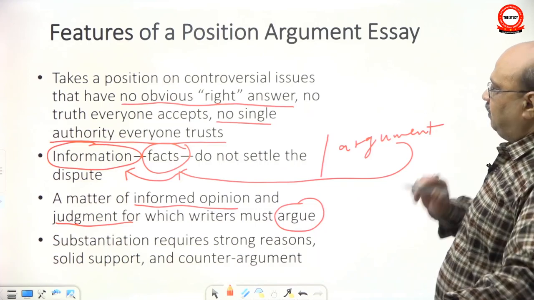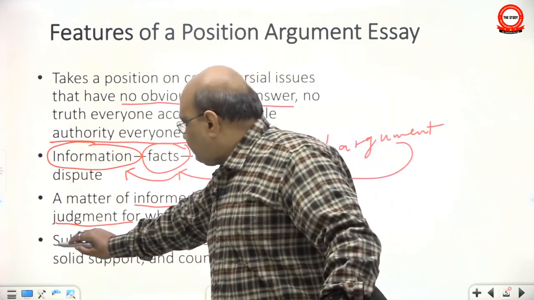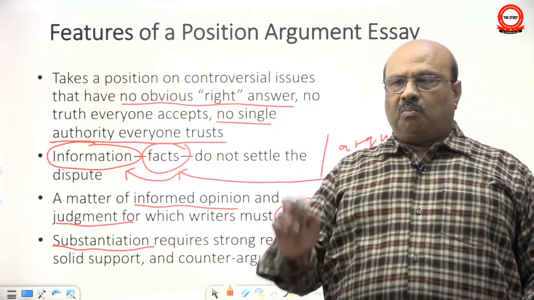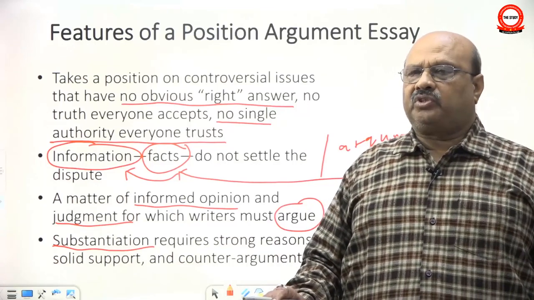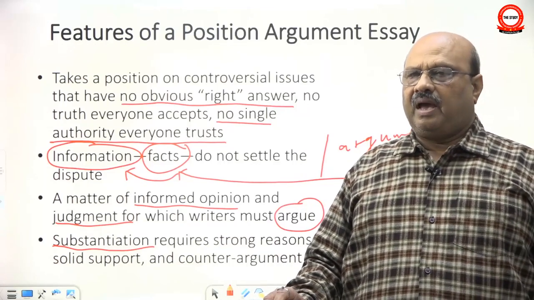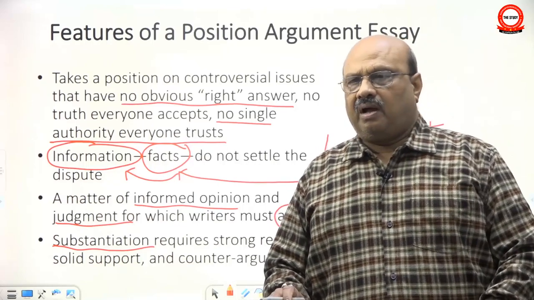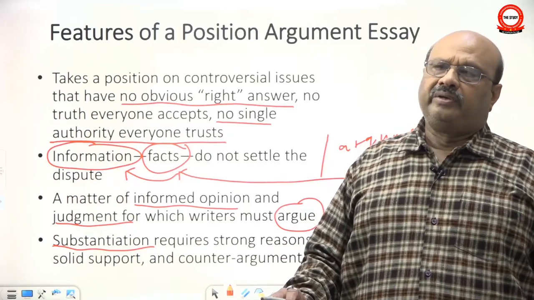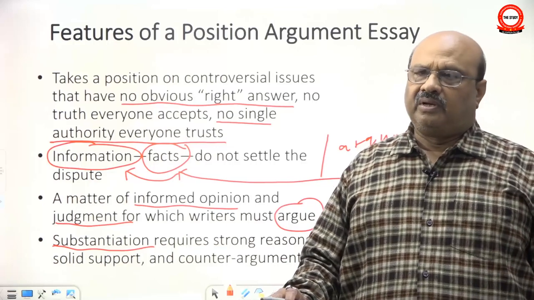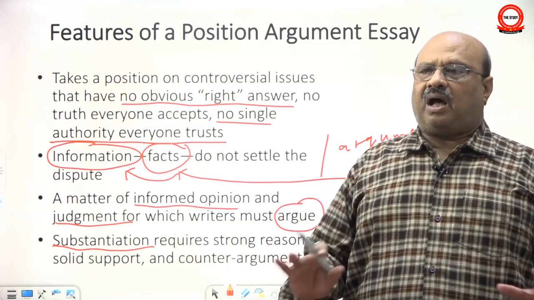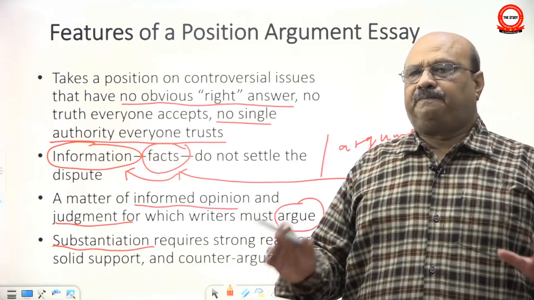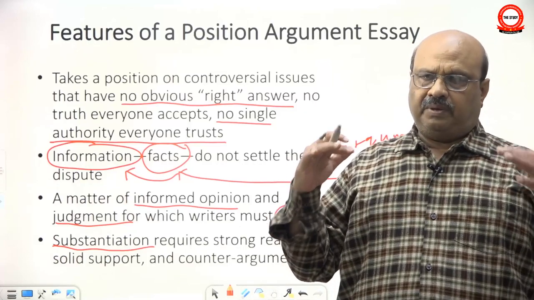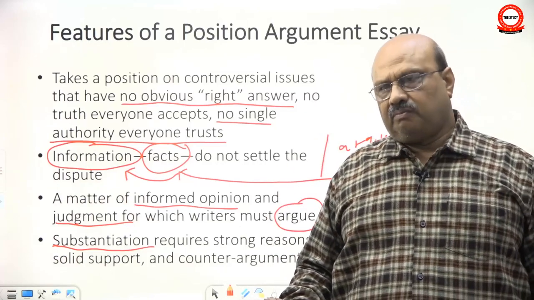Then, the fourth important thing is substantiation. This is the key word, substantiation. You must be able to substantiate your position. And for this substantiation, you may need argument, you may need claim, you may need support, you may need counterargument. So these are some of the important features of a position argument essay. And be aware of these features as you move on.